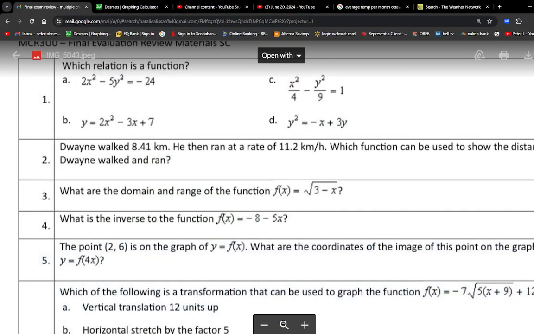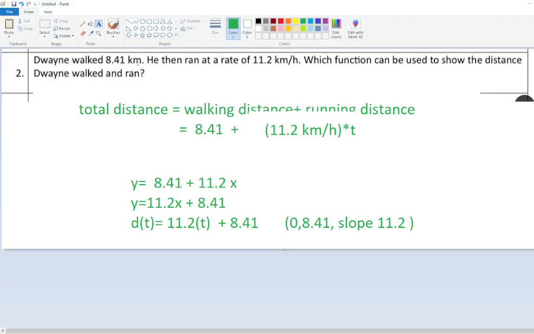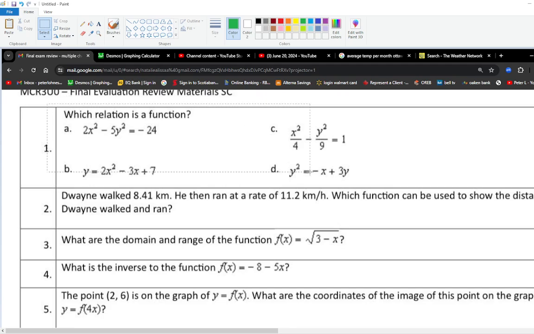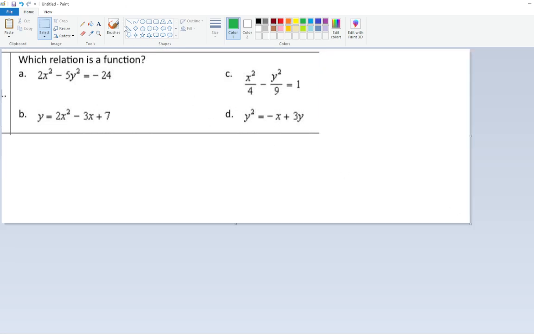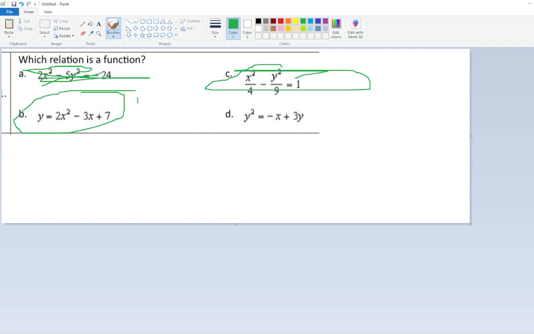Which relation is a function? I'm going to tell you right away that anything with x squared and y squared in it is not a function because it's going to form a circle or a hyperbola, neither of which will pass the vertical line test. You'd be tempted to say, okay, well, that's a circle, so that's not going to work. And that's a circle. And the easiest way to say right away is, well, that's a parabola. And I know a parabola is a function, so right away I know that's a function. But you might be tempted to say that this is.